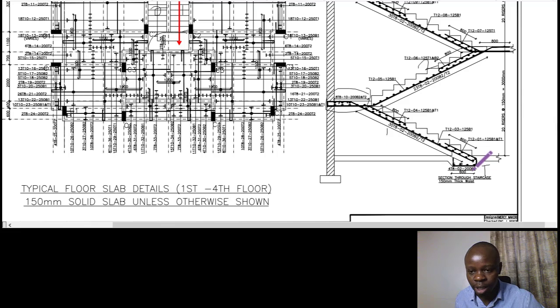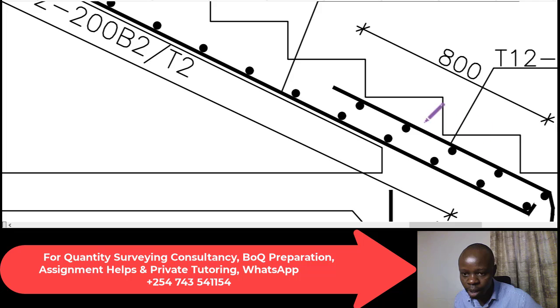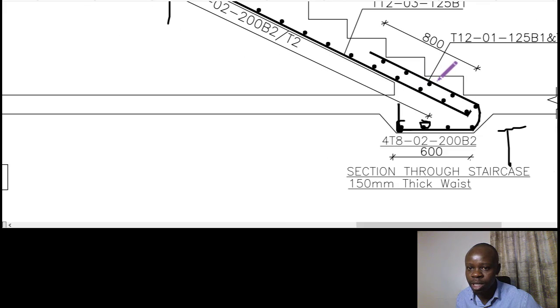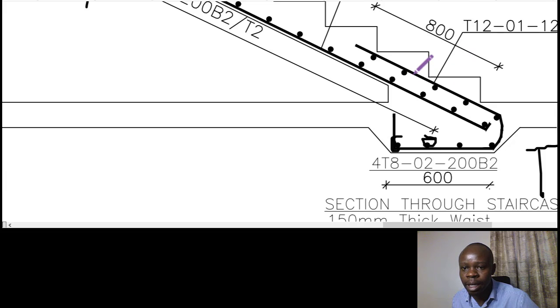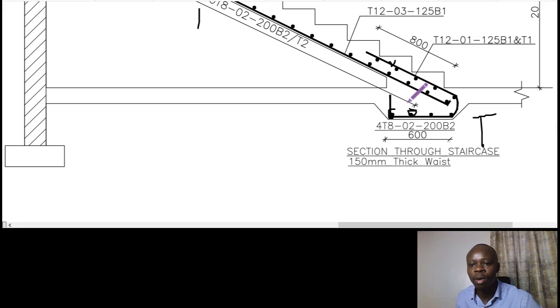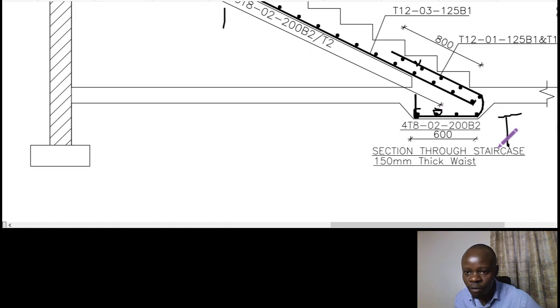So the thicknessing, for instance, the one that has been shown here, how many bars are there and what is the size of those reinforcement bars? When I zoom it in, you can see there is a T12, and that T12 is ending, it's showing you this bar, the bar at the top. But I want us to start with the one at the bottom, including the one that has been spread at the thicknessing level. So I will follow through. At this point we have 4T12 at 200 B2.